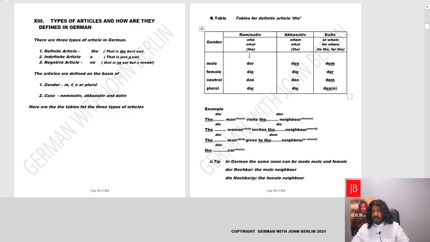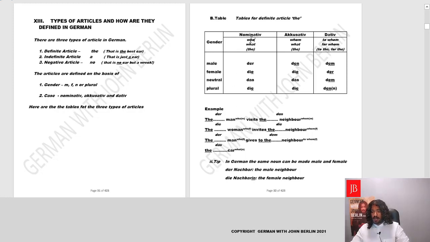If it's nominative, these are your articles. If it's accusative, these are your articles. If it's dative, these are your articles. Let's quickly see. The man visits the neighbor. Who visits whom? Let's find out.